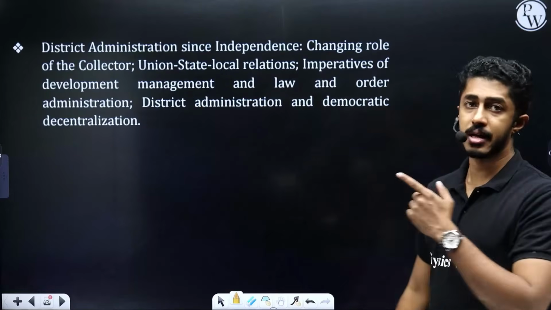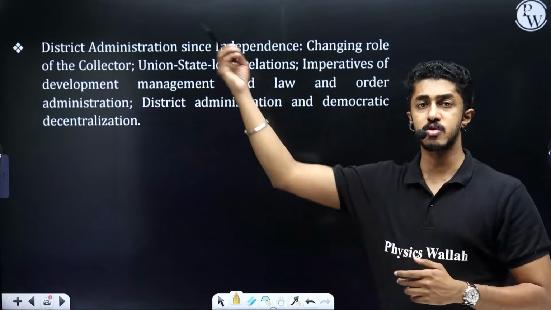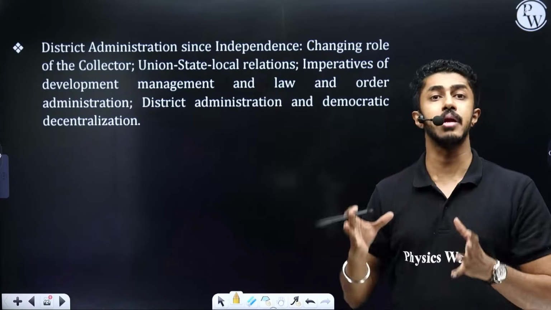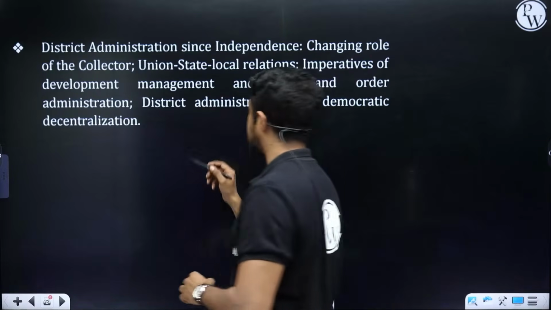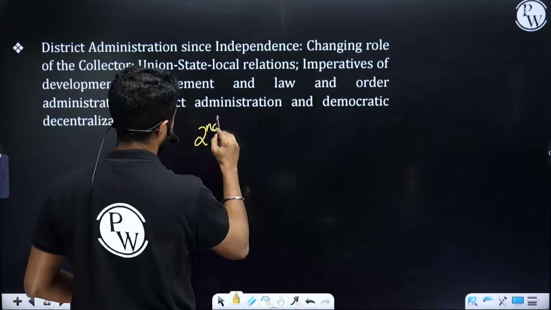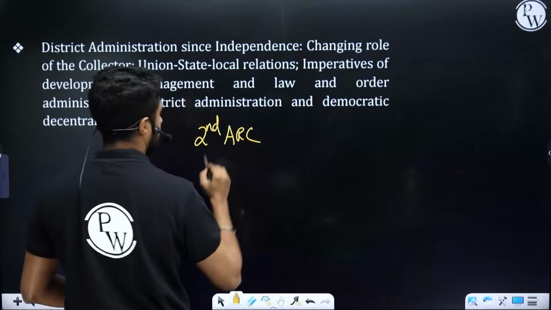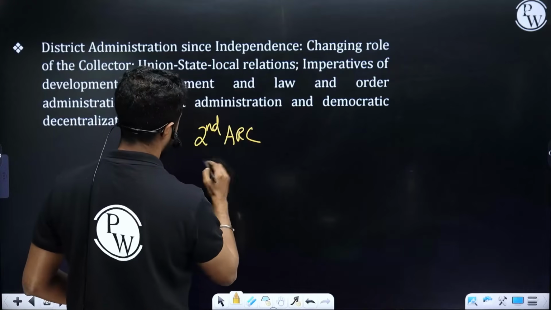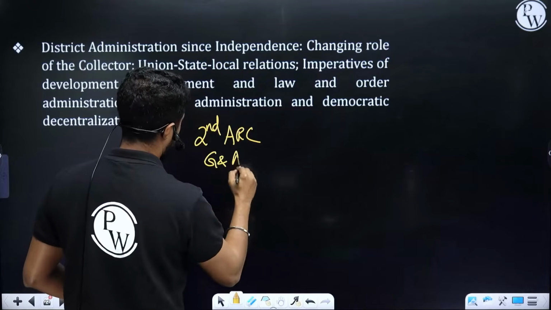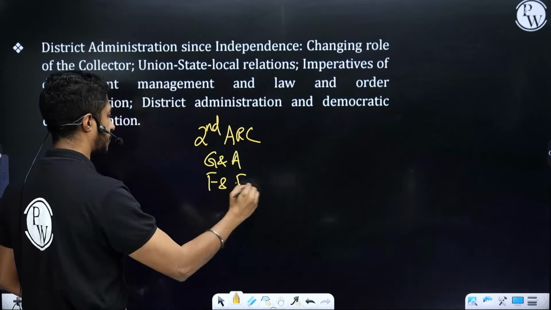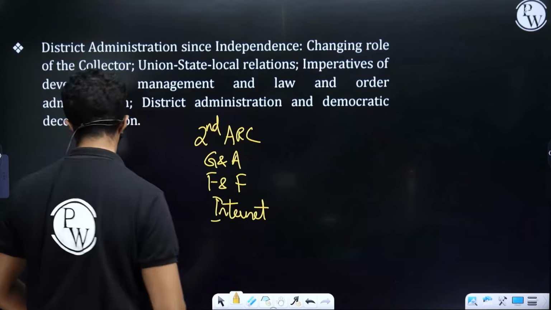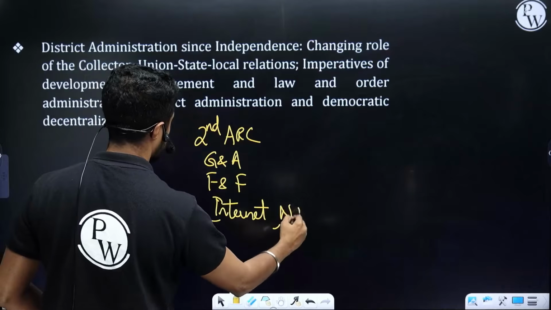District administration, like I told you, which was a portion of our initial chapter in paper 2, has come separately here. So this is where you need to refer to the second ARC reports. Second ARC, again the collector's role, all of that. So you can refer again to Goyal and Arora as well as Fadia and Fadia. And along with that, yes, the internet also comes into play here. Internet, newspapers.